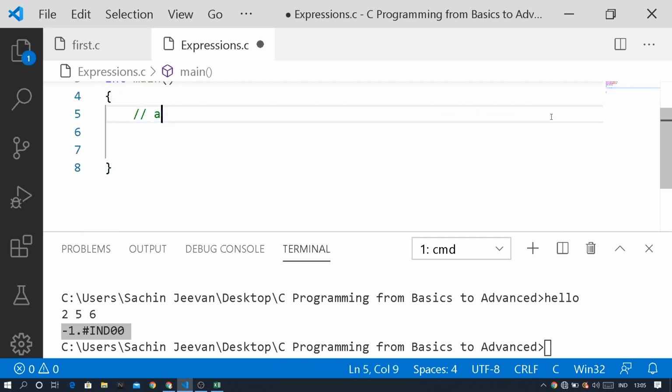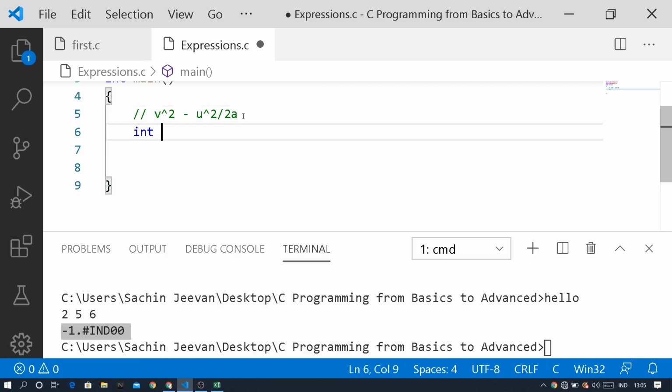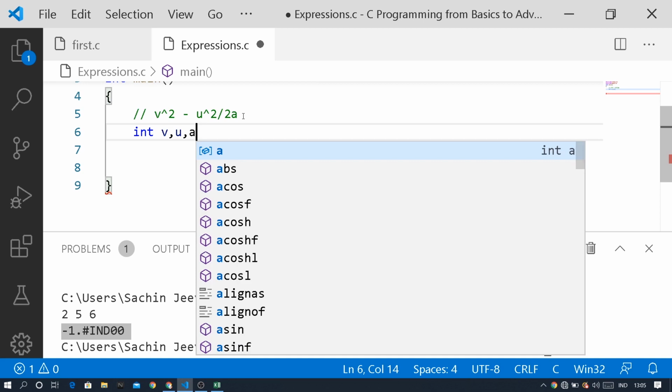The formula for speed is v square minus u square, the whole divided by 2a, where v is the final velocity, u is the initial velocity, a is acceleration. What is the input that we require? We require v, u and a. So v comma u comma a.